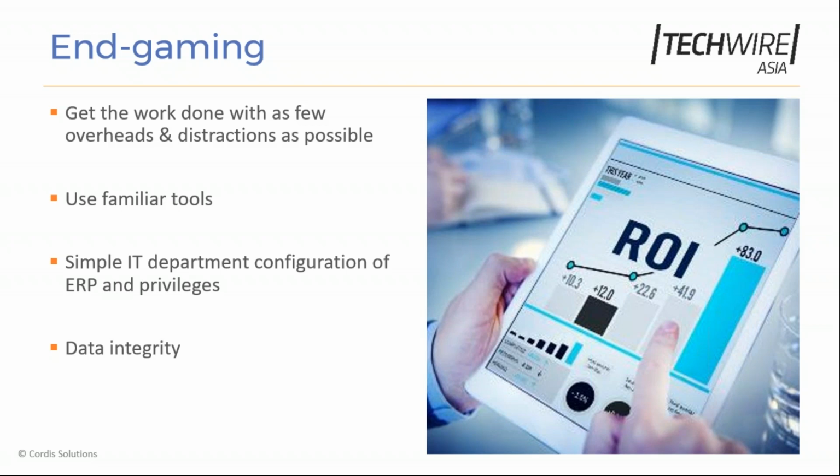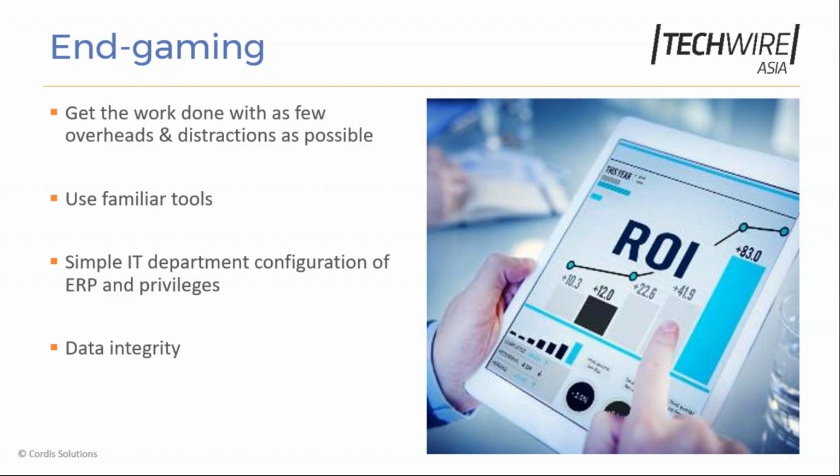So what we're after here, and this is why I just want to bring up this last slide about endgaming, is getting the job done with as few overheads and distractions as possible. We want our users using familiar tools. What are familiar tools here? Well, the web browser, clearly. We've got Microsoft Outlook, Excel, Word, things like that, things that people use in every job.